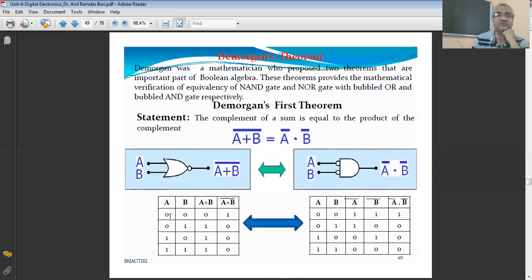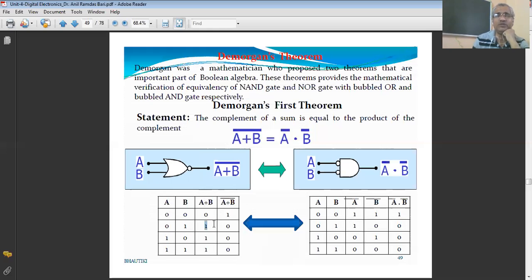In the first, A is equal to 0, B is equal to 0. So A plus B is equal to 0. That means (A plus B) complement is equal to 1. Now secondly, let us say A is equal to 0, B is equal to 1. So the OR operation will be 1.